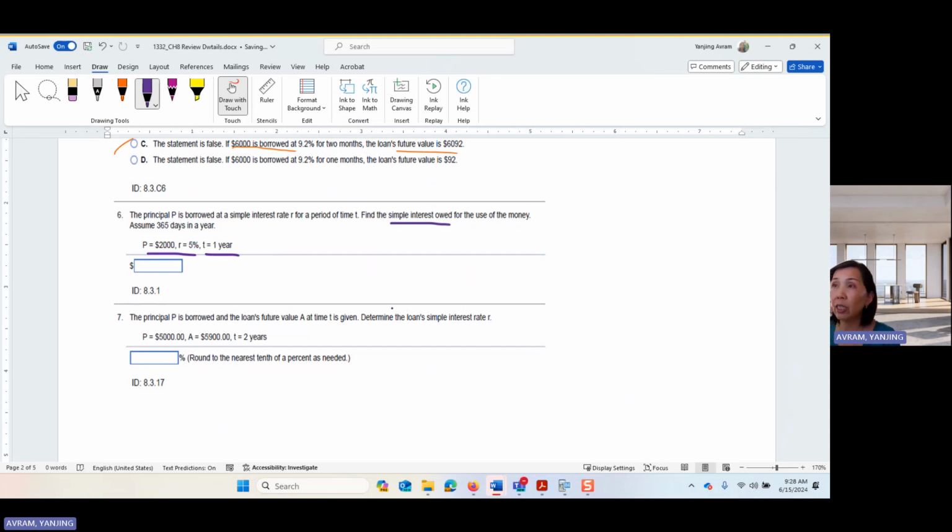We said earlier that the interest I is equal to PRT. P is the principal, which is 2000. R here is the interest rate, 5%, and you must convert it into decimal point, so you move 2 digits to the left. So the interest rate here is 0.05. T here must be in years, so that's multiplied by 1, which is 1 year. If you calculate this, that will give you $100.